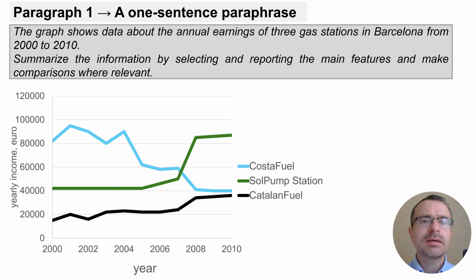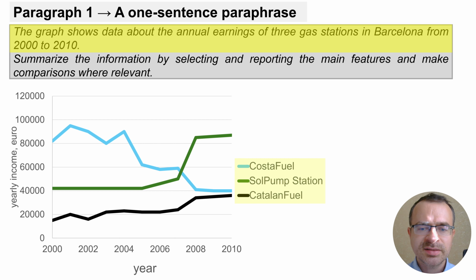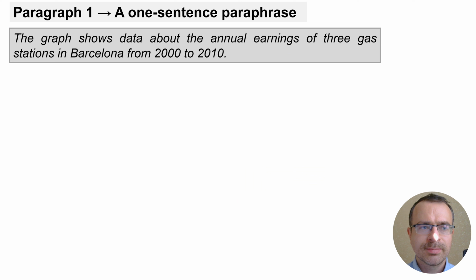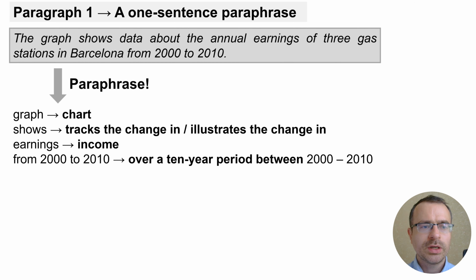The graph shows data about the annual earnings of 3 gas stations in Barcelona from 2000 to 2010. So to write the introduction, we need this sentence and we need to take the legend. So we're gonna paraphrase the prompt. We're gonna use synonyms. From the graph, we're gonna go to the chart. The verb shows. Very important to look at this verb, because in this case, we're gonna substitute it for tracks the change in or illustrate the change in.